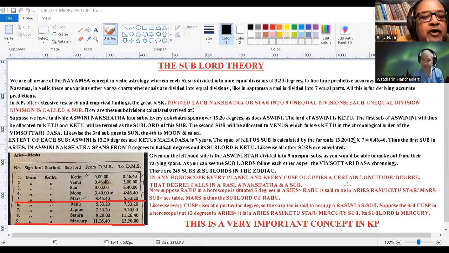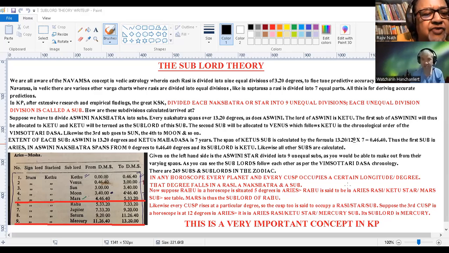That is the space of Horary number two. The sign lord of Horary number two is Mars, the star lord is Ketu, and the sub lord is Venus. This is the most important concept. Likewise, you go on and on and on.